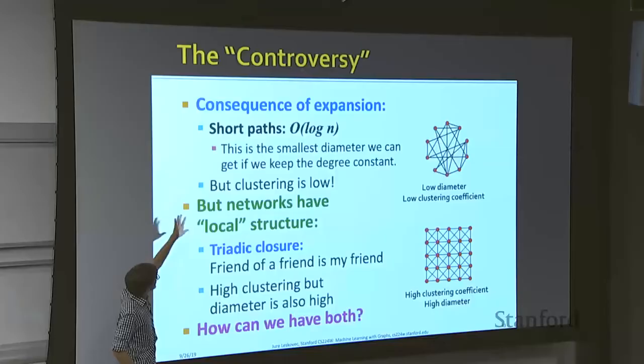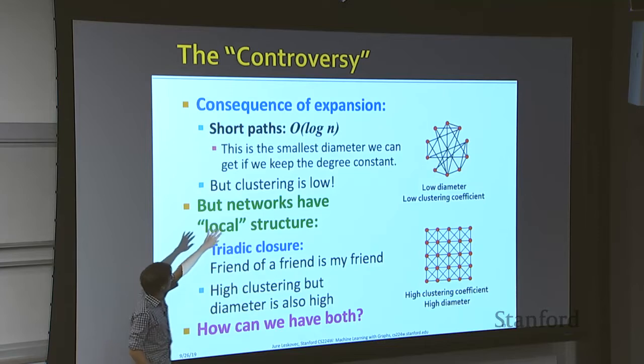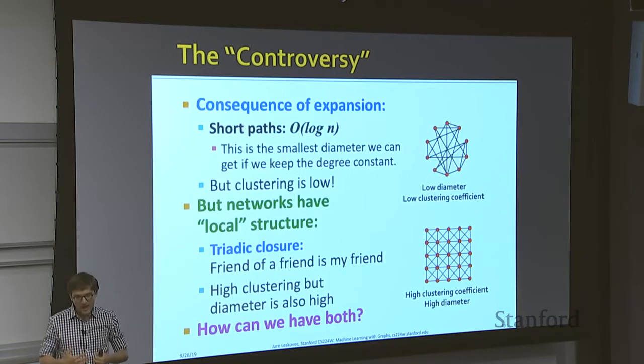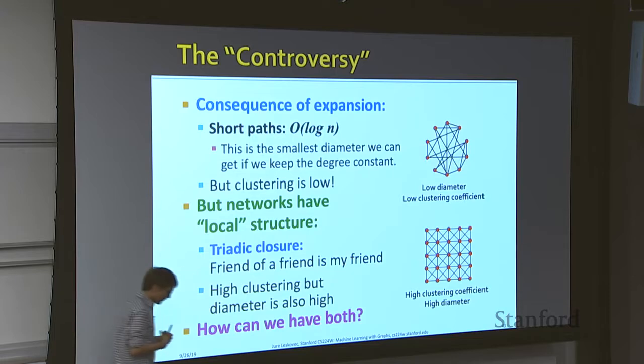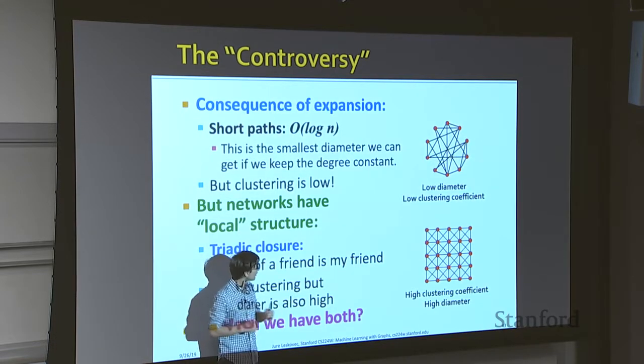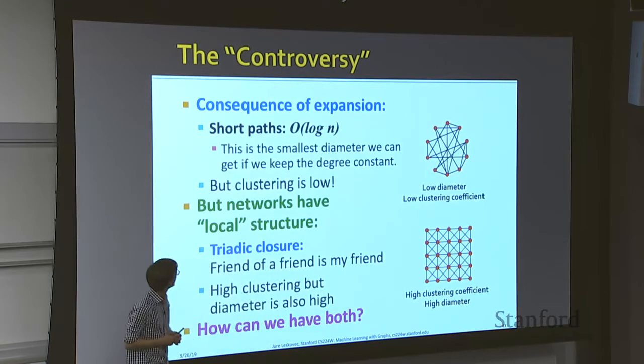The controversy is the consequence of this expansion property I showed you before, that the diameter is small, right? So essentially, this is the smallest diameter you will get if you keep the degree constant. So if you want the shortest paths to be short, the best thing to do is to have a random graph. That's great.